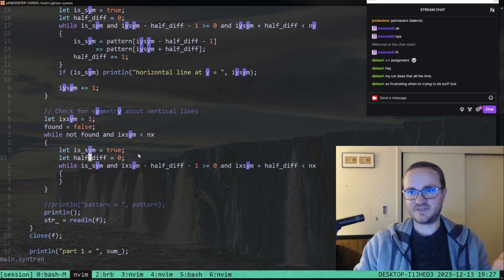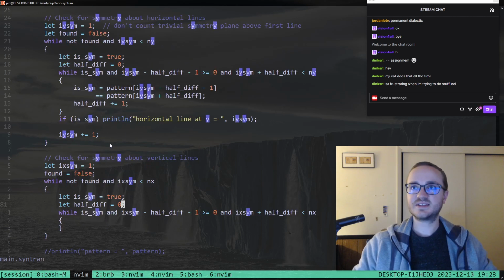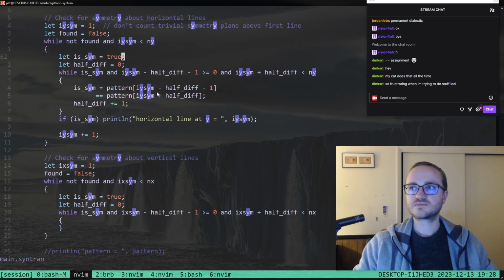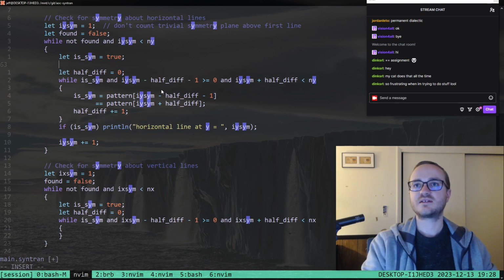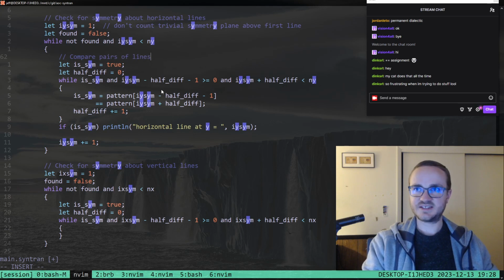And now half difference is the column difference, not really the line difference. So we're comparing pairs of lines, or rows. Rows are lines.